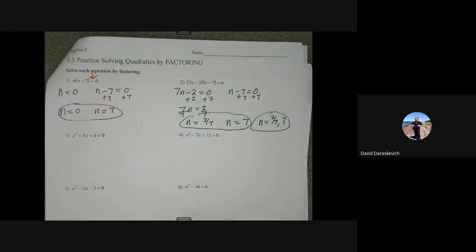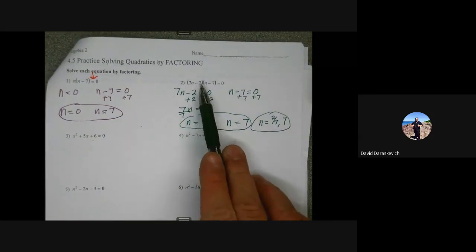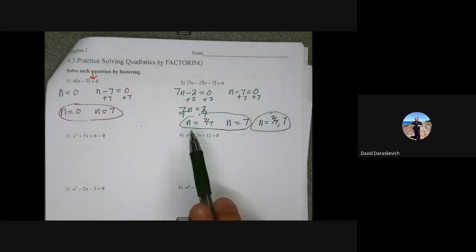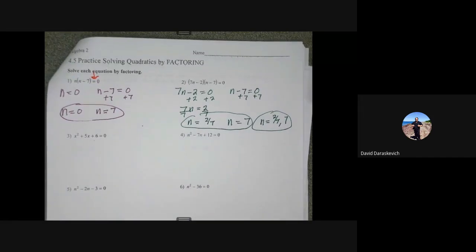Okay, so the rest of them, you're going to have to factor first, then set each factor equal to 0, solve for the variable. Told you it was going to take long.